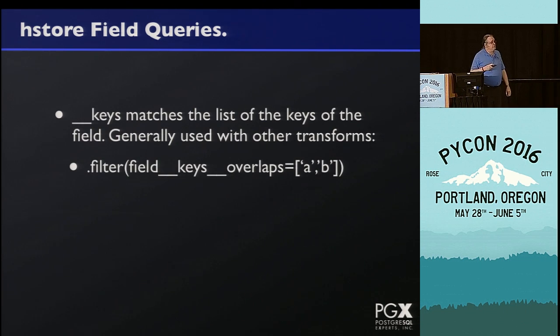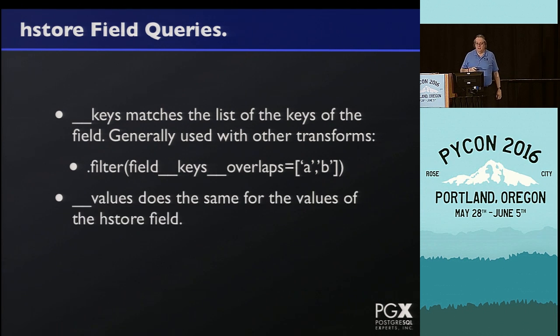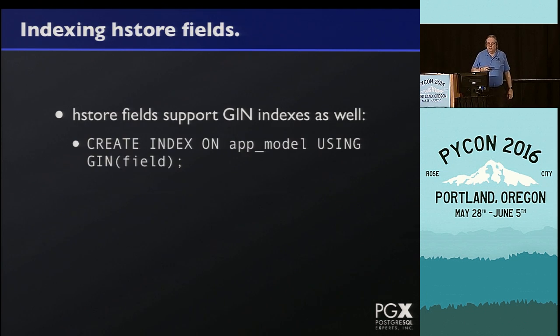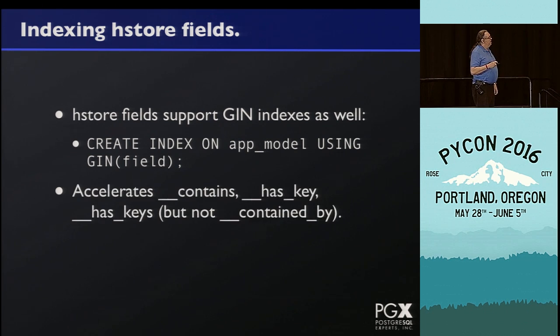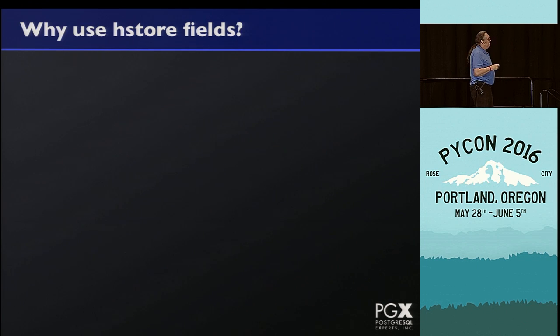So there's also a transform which returns the keys, so you can say, get me all the keys and then do an overlaps on it that says, okay, what I'm looking for is any record that has this hstore field and that has keys A and B in it. And values does the same for the values side. You can also, if you're using hstore and you need to index it, index it with a gin index as well. And that does contains, has keys, but it doesn't help for contained by. But they're just the reverse of each other, so it's not that big a deal.